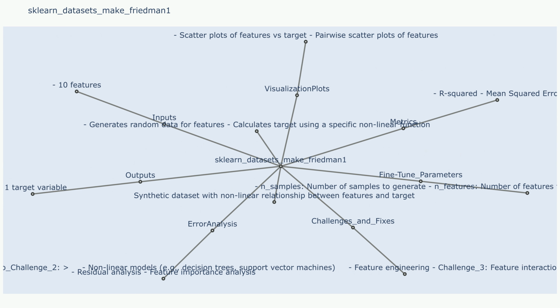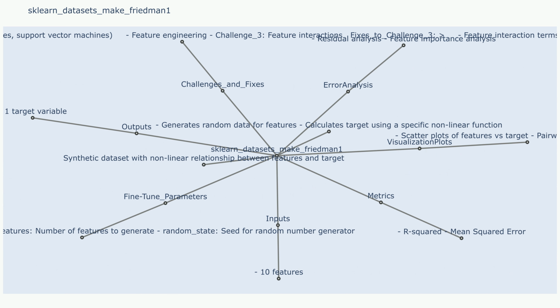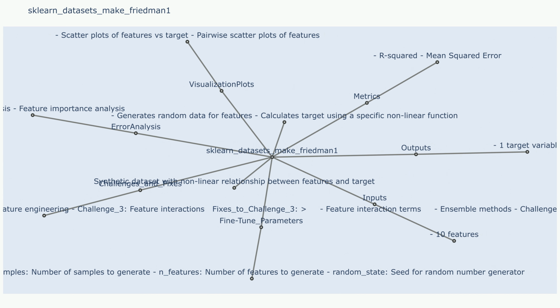Challenge 2: difficult to interpret the relationships between features and target due to the nonlinear nature of the generated data. Understanding the impact of each feature on the target can be challenging. Sample use case that resulted in challenge 2: trying to understand the relationship between a specific feature and the target variable using a linear regression model.